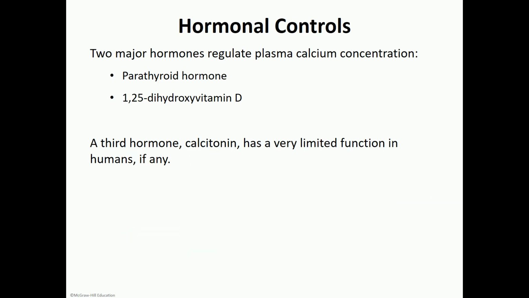Now, for hormonal control, we have 2 major hormones that regulate plasma calcium concentrations, and that is PTH or parathyroid hormone and vitamin D. The active form of vitamin D is called 1,25-dihydroxy vitamin D, which means you take in vitamin D and you have to add 2 hydroxyl groups. A third hormone, which is calcitonin, like I said, has a very limited function in humans, if any at all. Okay, but it is mentioned, so we need to be familiar with it.